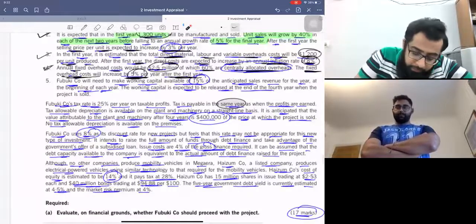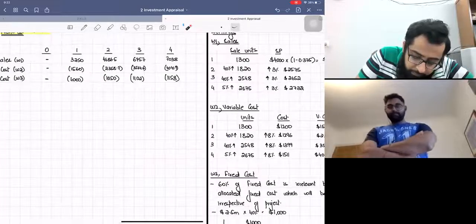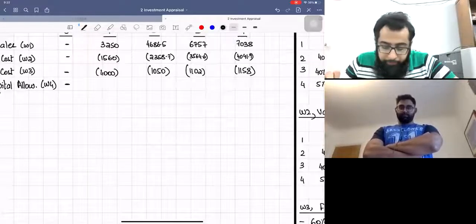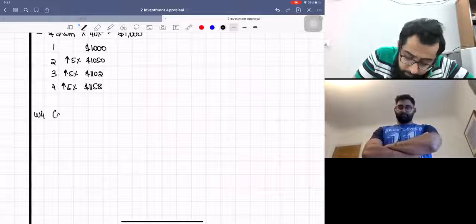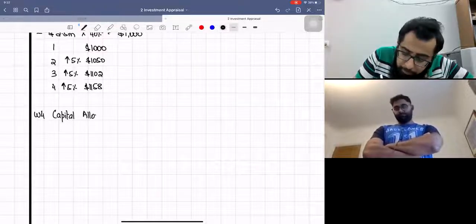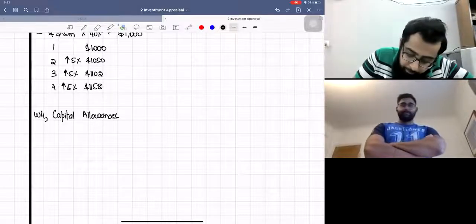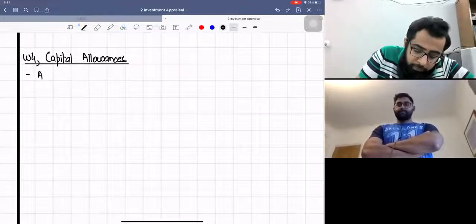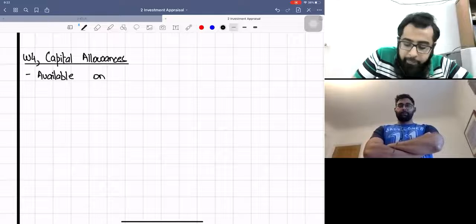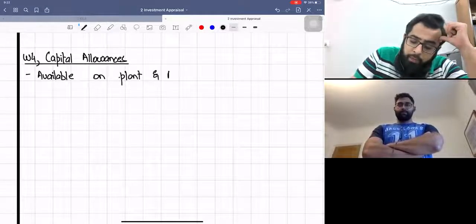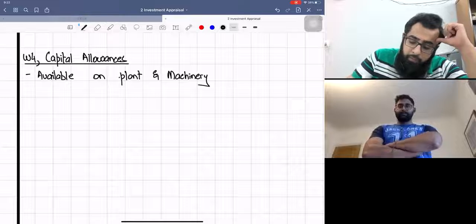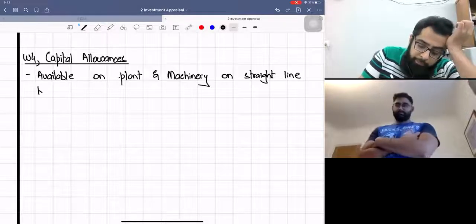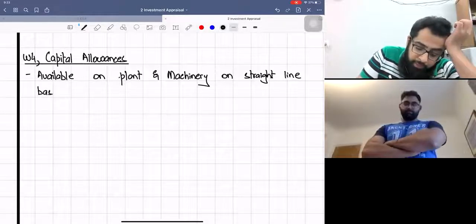So let's record the capital allowances, working 4. Capital allowances on a straight line basis on plant and machinery, available on plant and machinery as per the question.